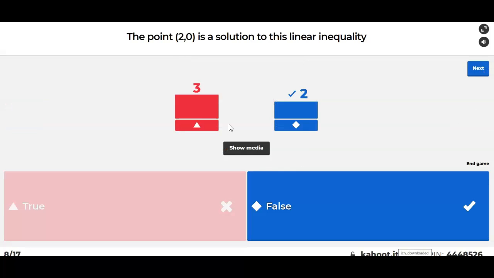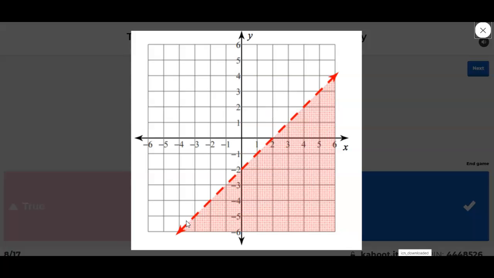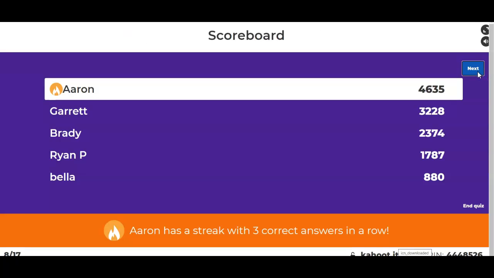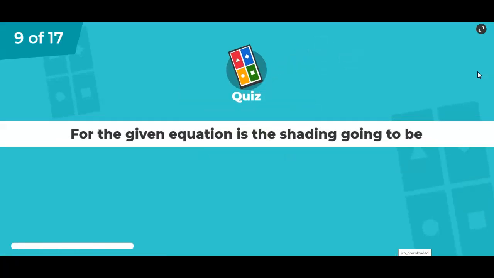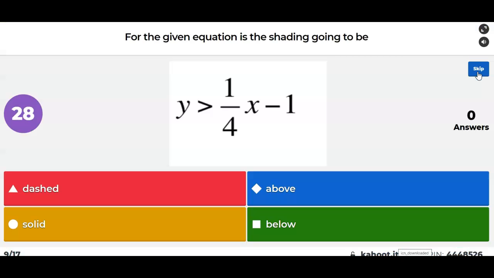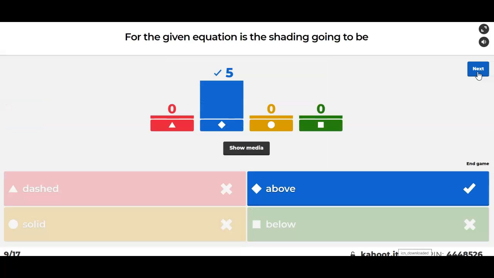Okay, that one's false because the line is dashed. A dashed line means the solutions don't come from the line. So even though (0, 0) is on the line, the line is dashed, therefore not a solution. Is the shading going to be above or below? Good, the shading is above.